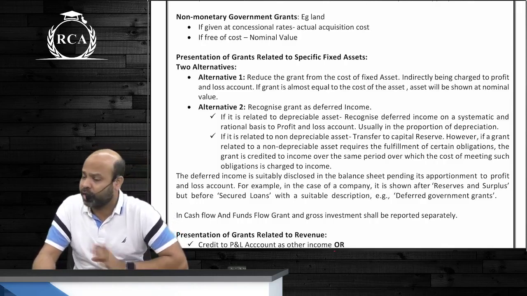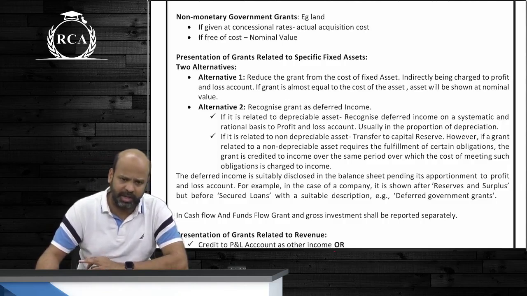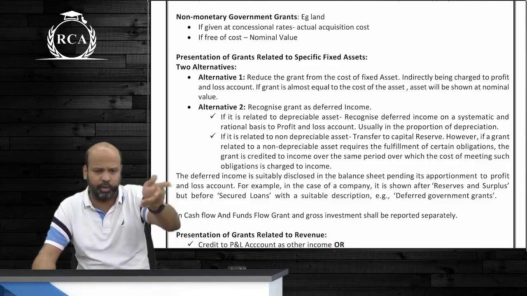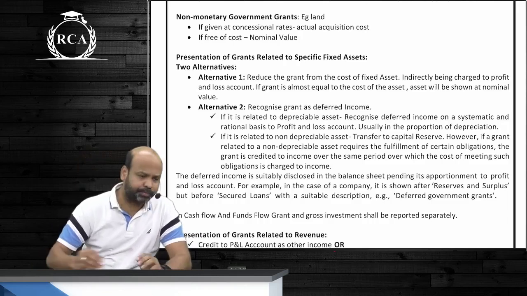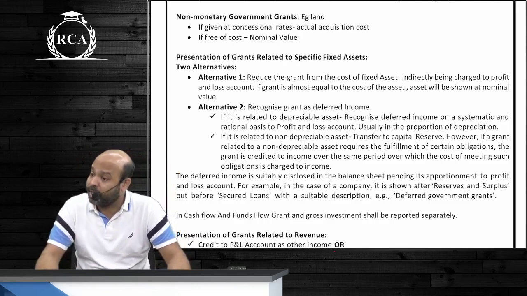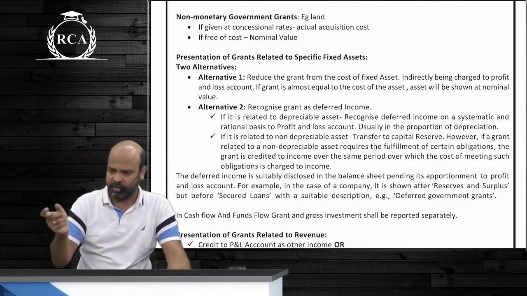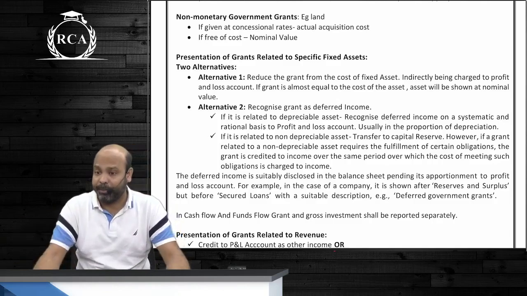If you're reducing it from the cost of the asset, the depreciation amount itself will be lower. If you're not reducing it from the cost of the asset, beta, you transfer depreciation on the full amount, and then you also transfer deferred government grant separately. Are we clear, guys? If the grant is in respect of a specific non-depreciable asset, two alternatives: reduce from the cost of the asset or consider it as capital reserve.